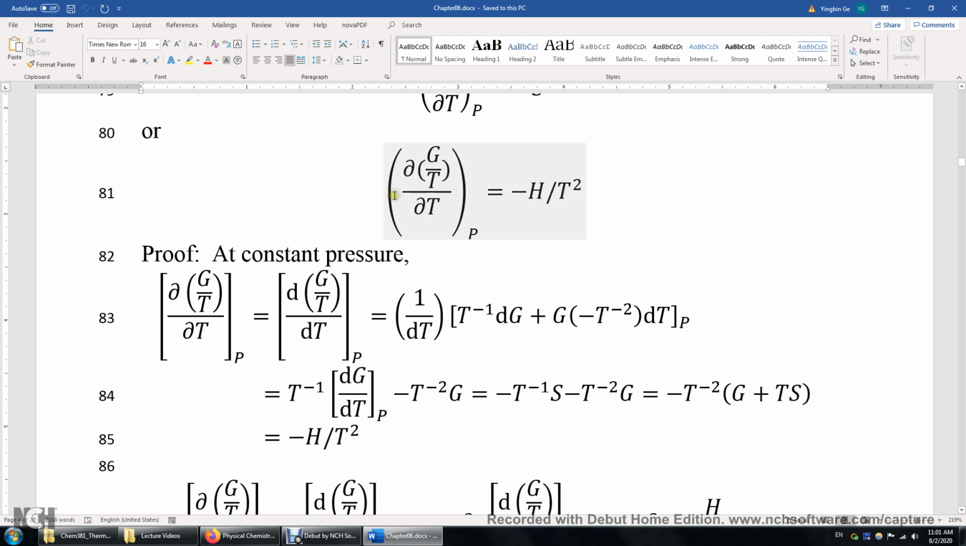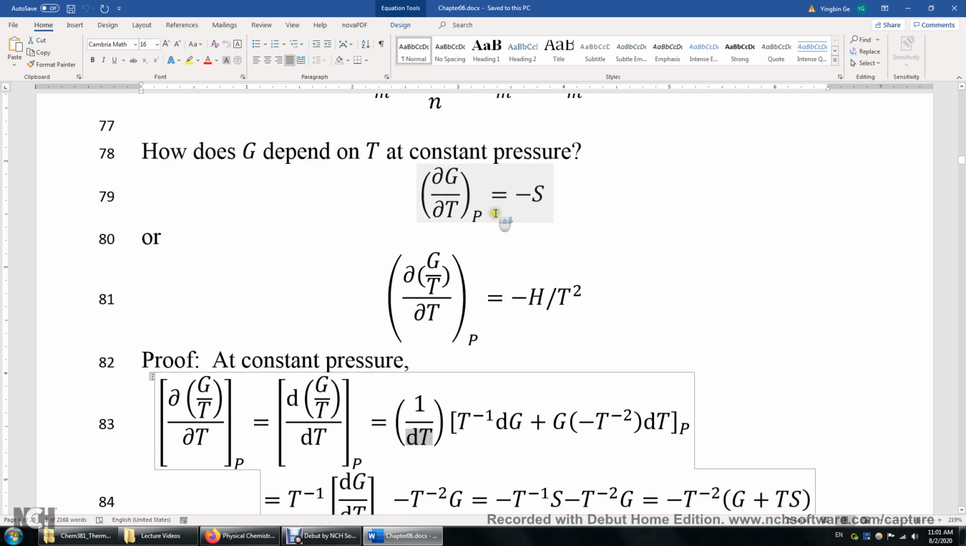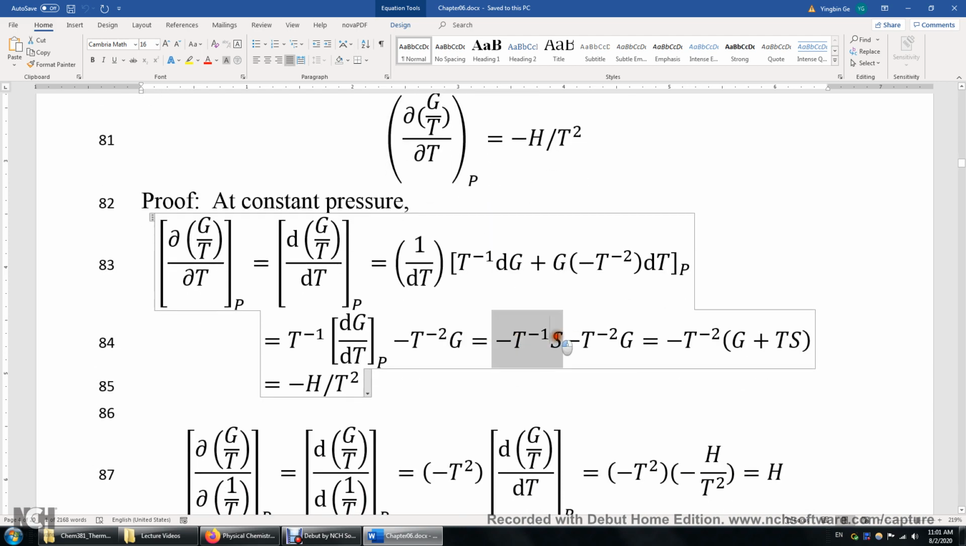So let's prove this. The left-hand side is here. At constant pressure, for convenience, we'll replace delta with d. And then we're going to just use the product rule. So we view this as G multiplied by T to the power of negative 1. And then we have T to the power of negative 1 times dG plus G times negative 1 over T squared times dT. And then we'll simply have this dG over dT at constant pressure. That's just negative entropy, right? So we'll just use entropy here. We got this entropy here. And also we have a second term. If you cancel dT with this dT, you get this second term here.